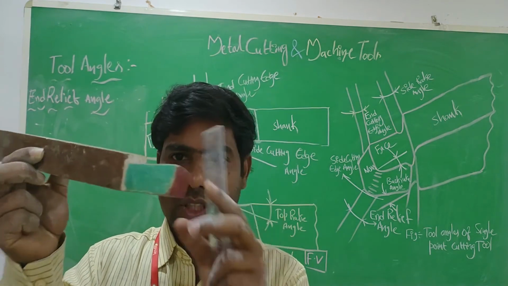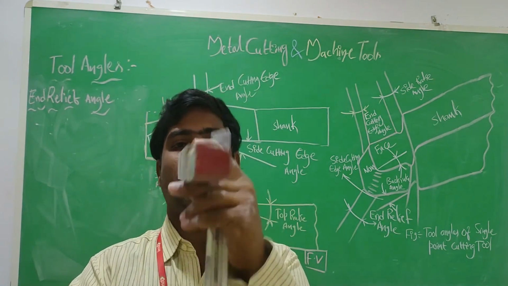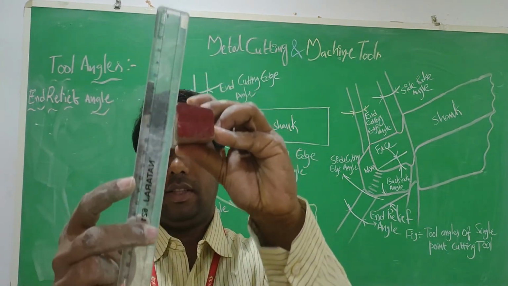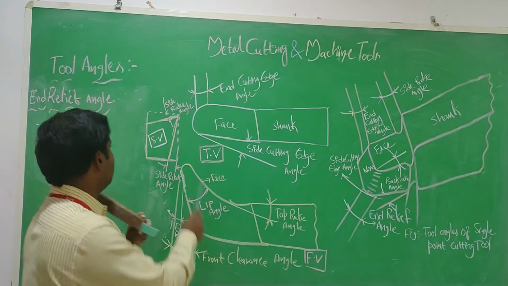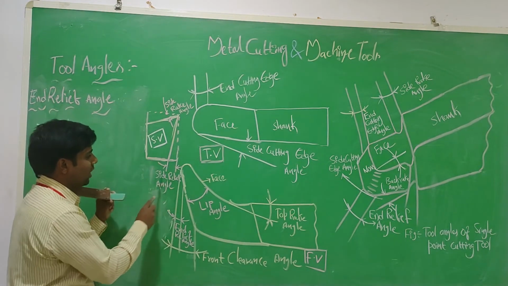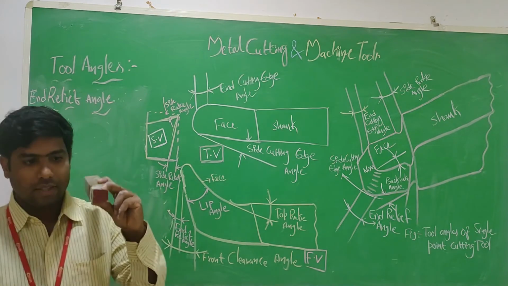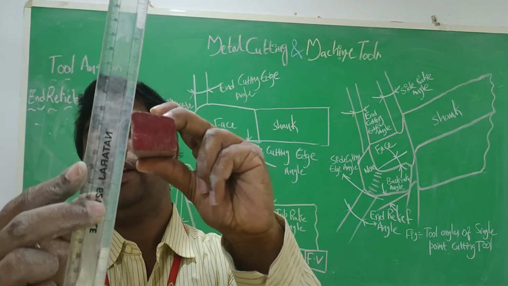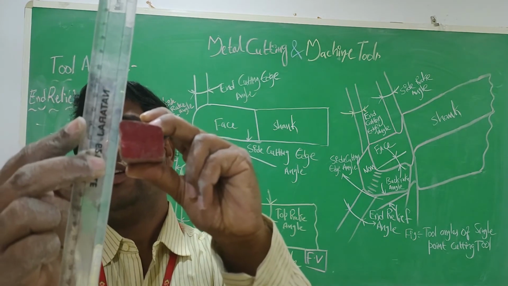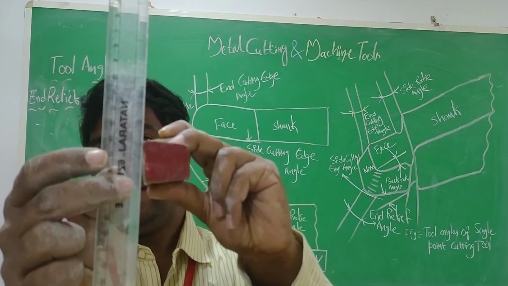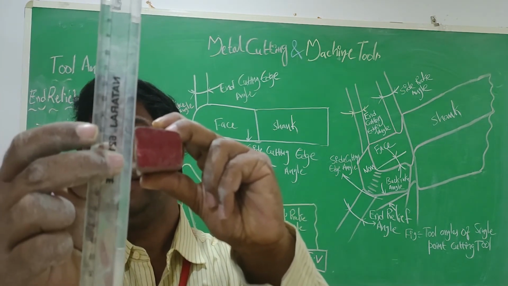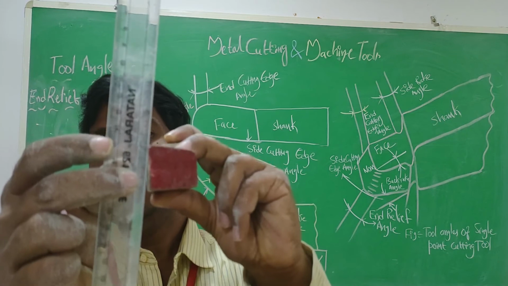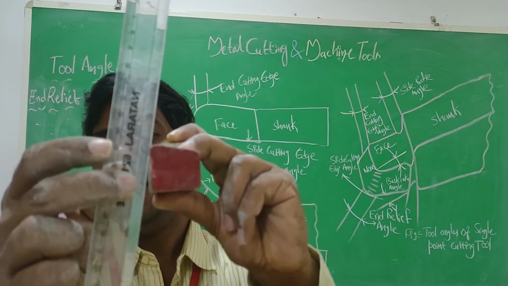This is the front view. If you see the side view, this is the side view, right? I'm showing the side relief angle here. This is the side relief angle, friends. Side relief angle means the angle between the plane perpendicular to the base and the side portion of the flank immediately adjacent to the cutting edge. That is called the side relief angle.